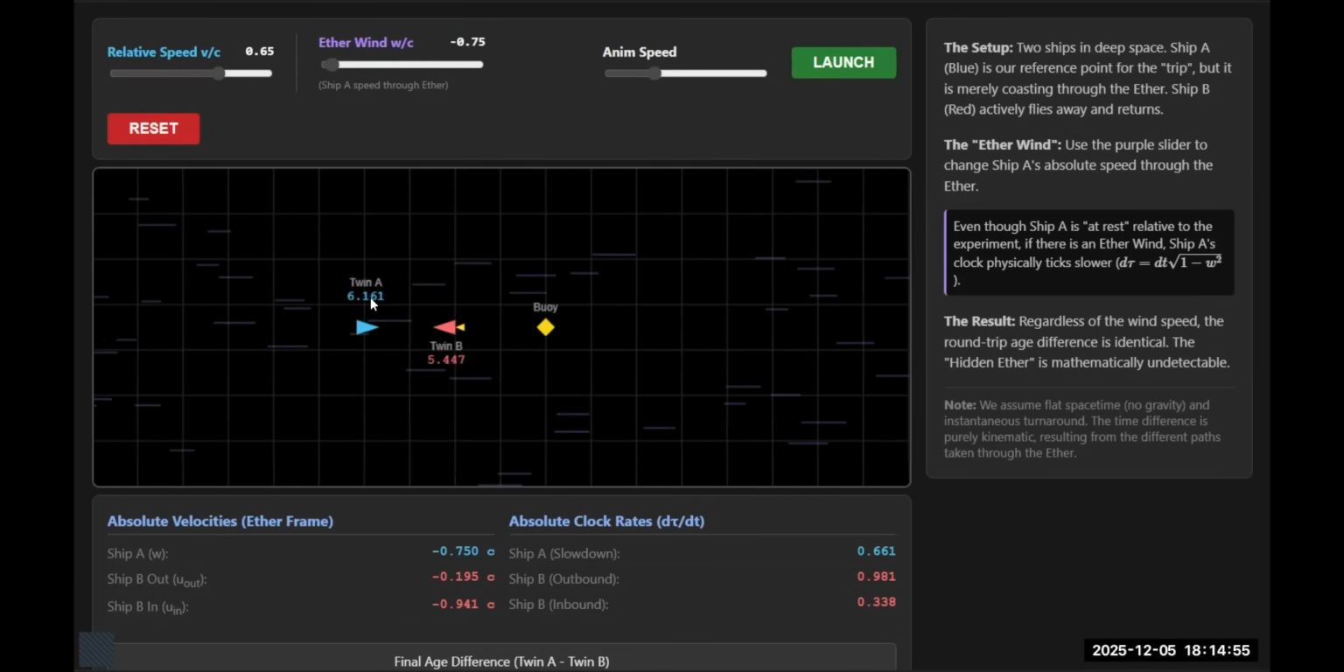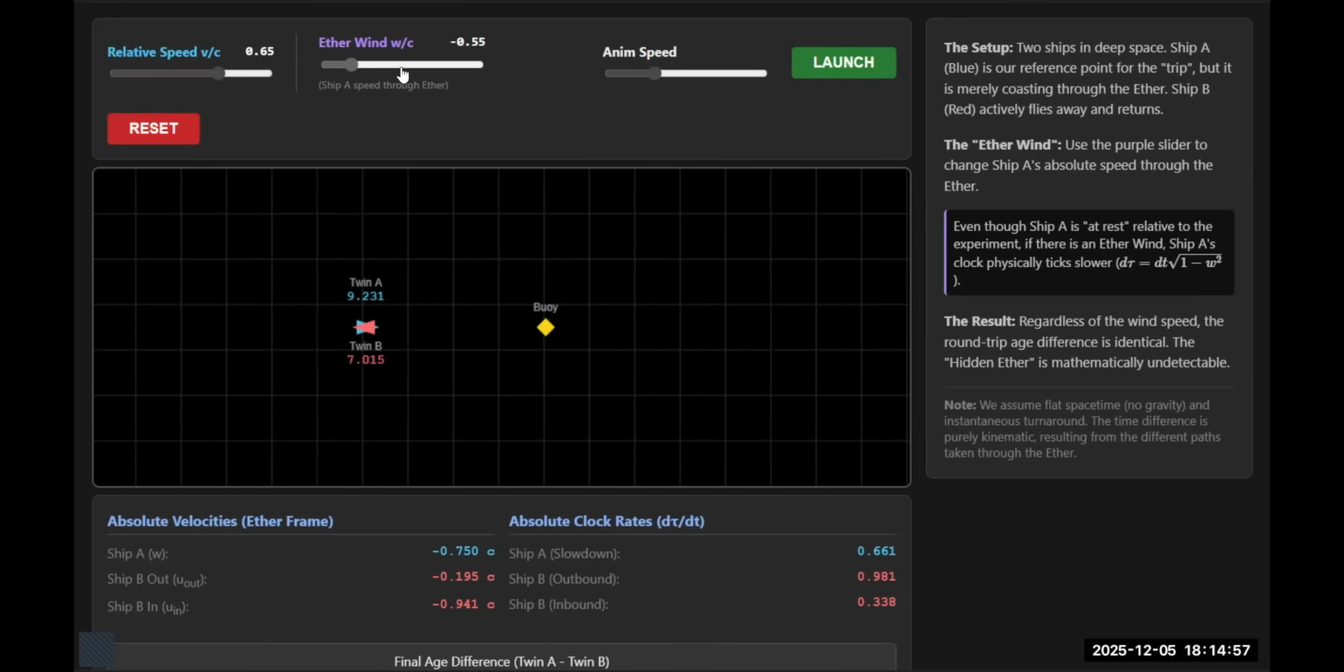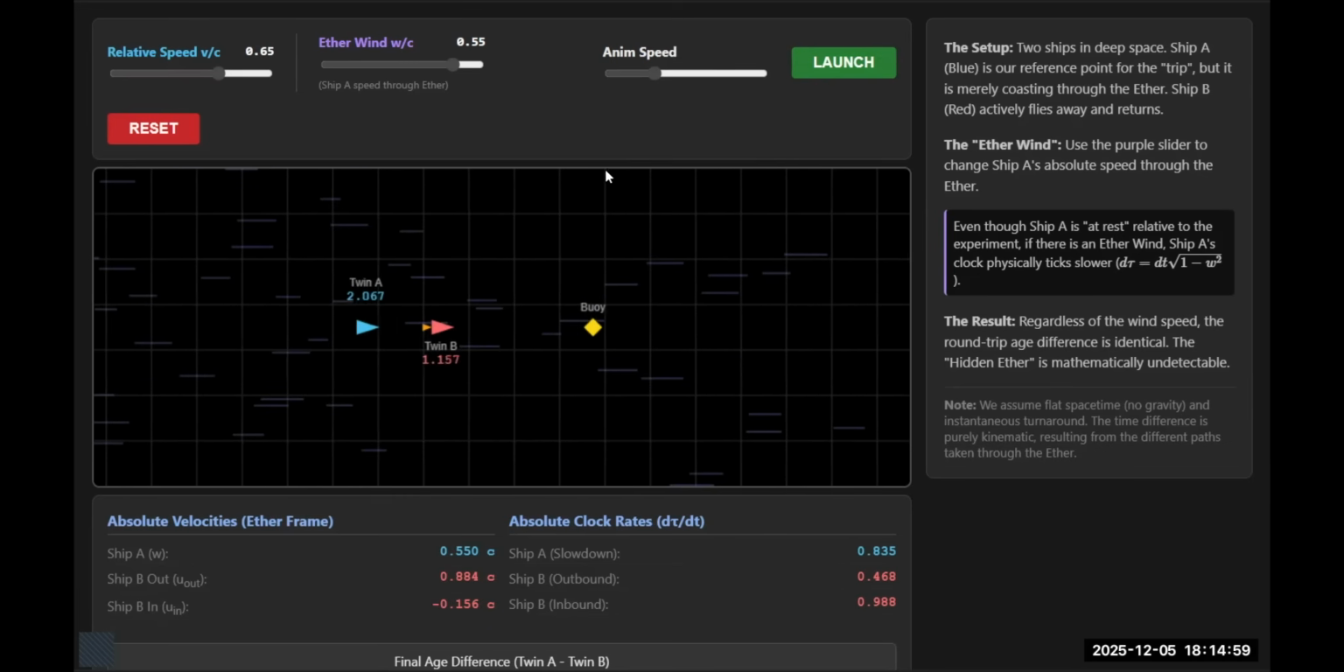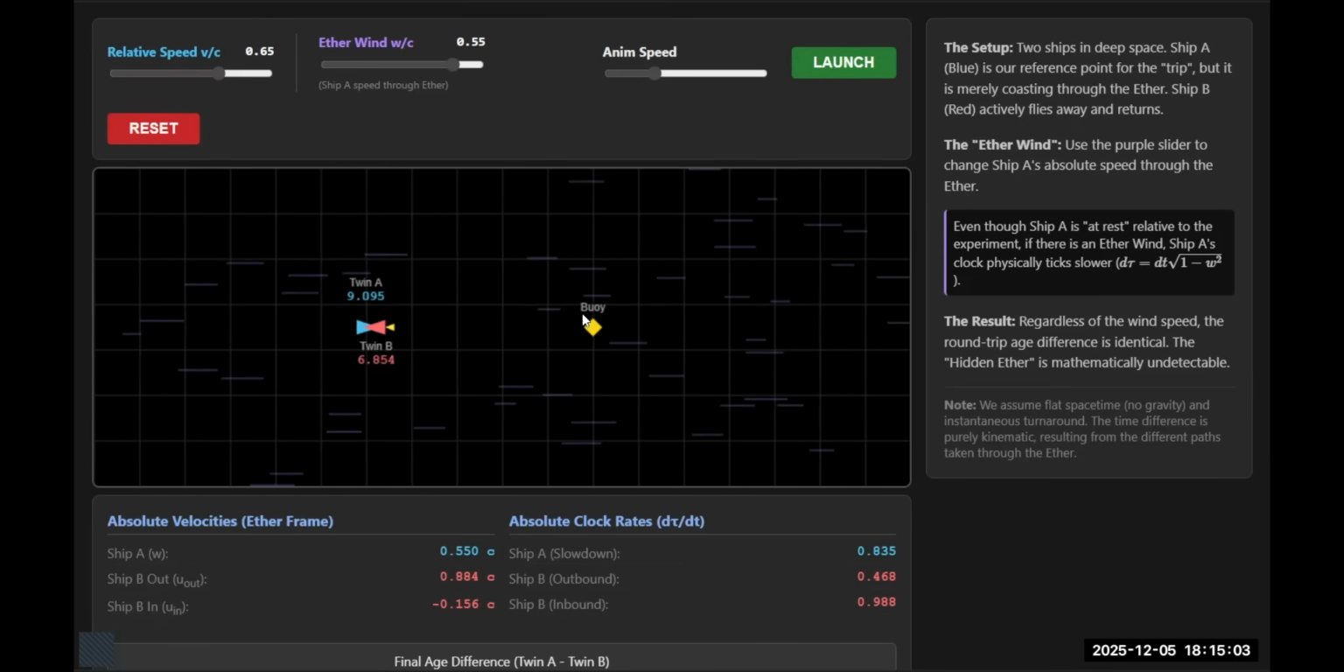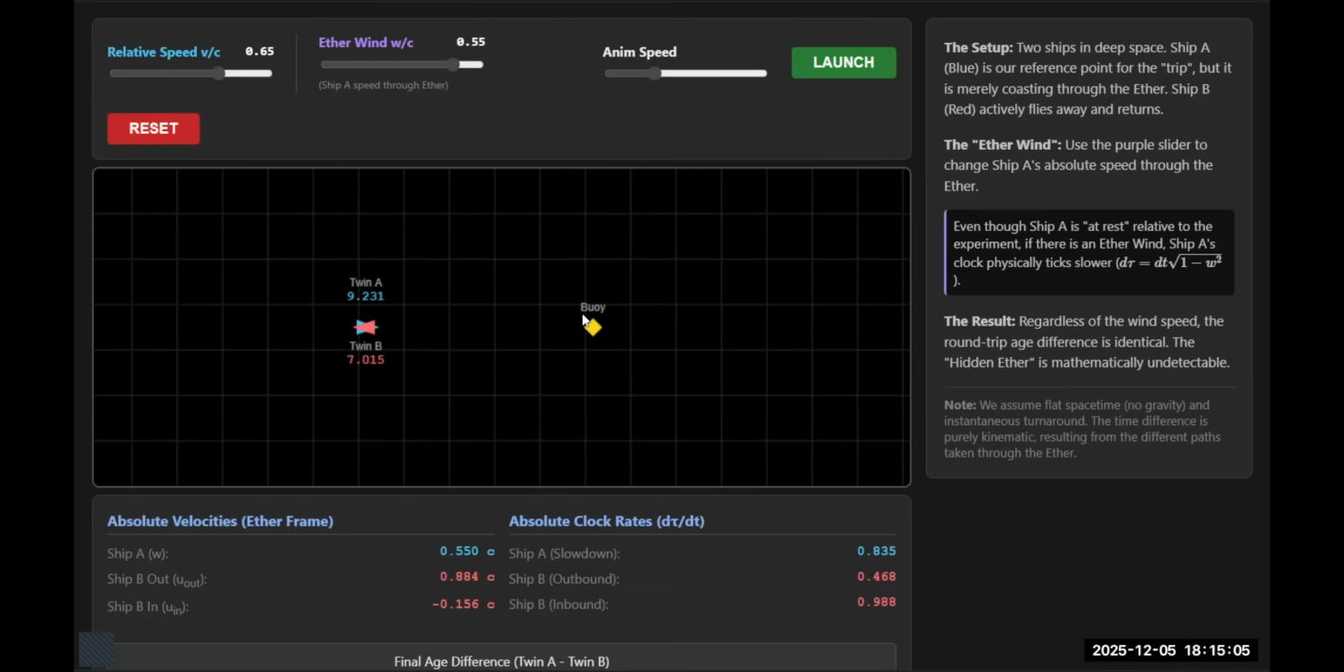It doesn't even matter which way we go. We could move it through the ether the other way. You always get the same result. It's interesting, it's all the gamma factor. So that's also why you can't use that experiment to detect an ether, because it doesn't matter. You always get the same result no matter what you do.